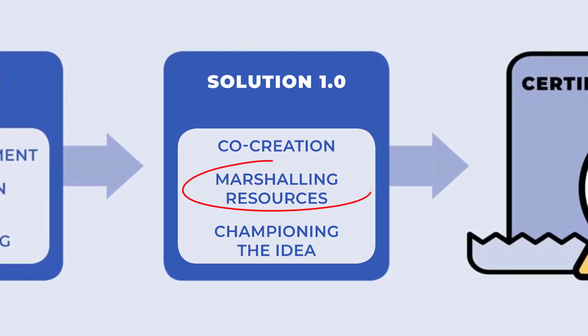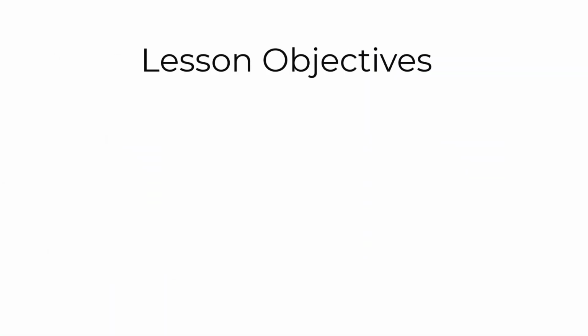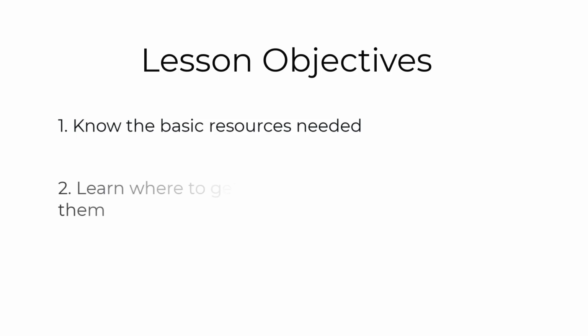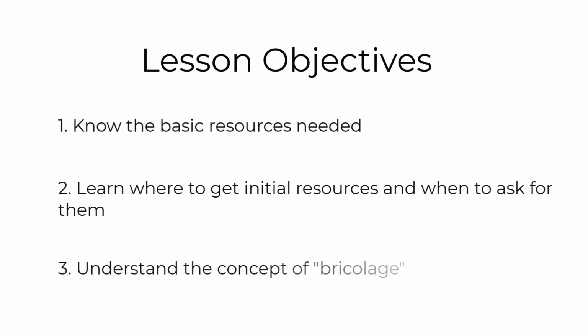Welcome to Lesson 8, the second lesson in our module on solutions. We're going to cover the what, when, where, and how of resource acquisition. After completion of this module, you'll 1. Know the basic resources you'll need to get your innovation venture going. 2. Have a sense of where to get these initial resources, as well as how to think about when to ask for them. And 3. Understand the concept of bricolage, a key technique for early-stage innovations.